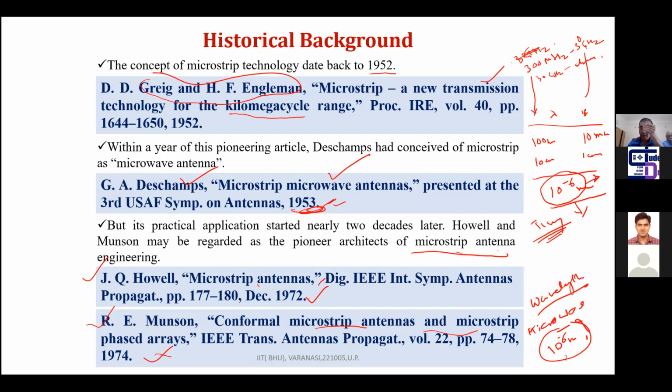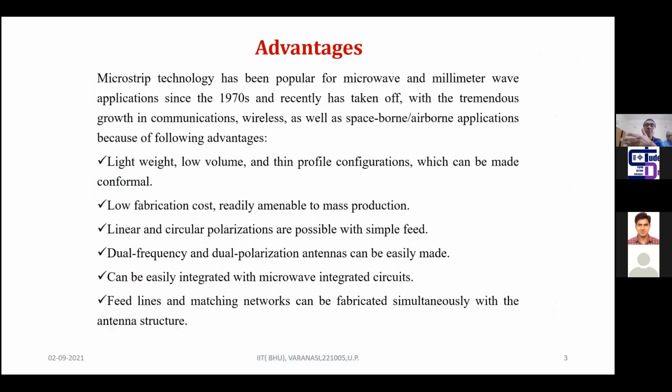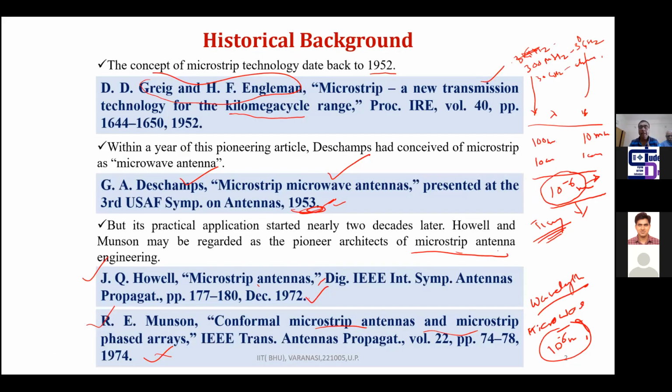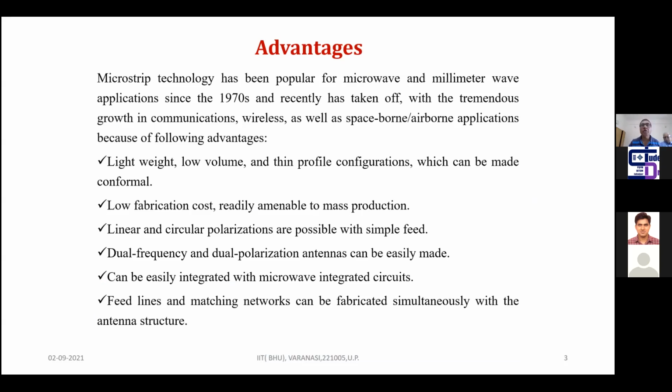Okay, we will discuss in the next slide. I don't think we have to discuss the advantages of microstrip antennas, as everybody knows, so I can skip this one. Because of planar technology, the printed circuit board technology, it has a lightweight, low volume, and thin profile configuration. Because of that, it can be made conformal, so it can take any shape. And because of the printed circuit board technology, it has a low fabrication cost, so that we can produce it in mass.